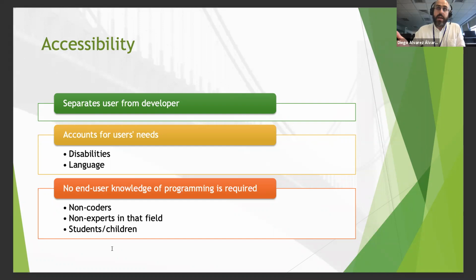And the main thing, maybe, is that the people using the software don't need to have any idea about programming. Non-coders, non-experts in that field, can use it if it's general purpose software. And if the software allows for it, even students or children can use it. Let's imagine you have some sort of tool to manipulate a robotic arm in a science fair, and you want students and children to play with it. Then you cannot use a coding interface or a command line interface. You need something more user-friendly.